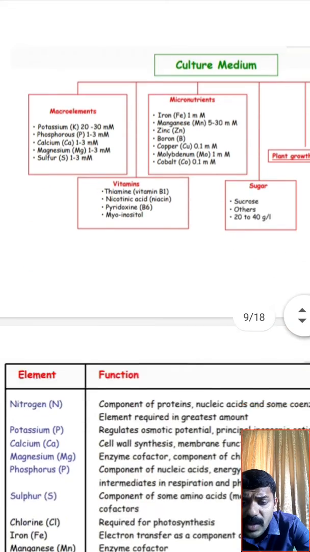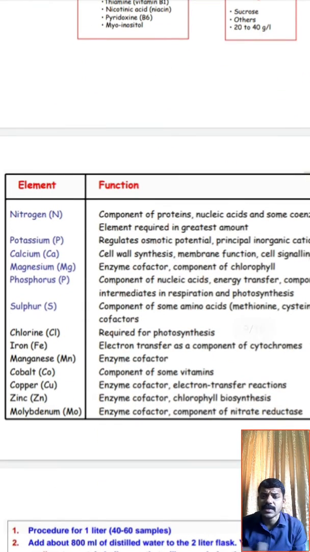So we will see the macro element, that is nitrogen, NPK, nitrogen, potassium, calcium, magnesium and phosphorus and sulfur. They are the macronutrients required for tissue culture. Why macro? Because their concentration is more than 0.5 millimole per liter. If concentration in liquid media is less than 0.5 millimole, it will be called micronutrient, that is chlorine, iron, manganese, cobalt, copper, zinc and molybdenum.